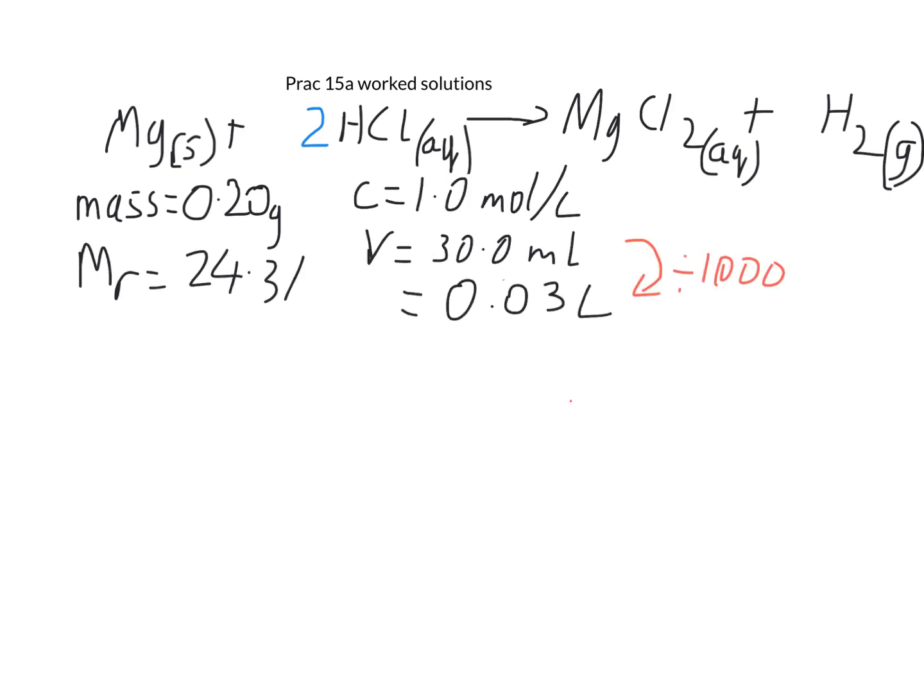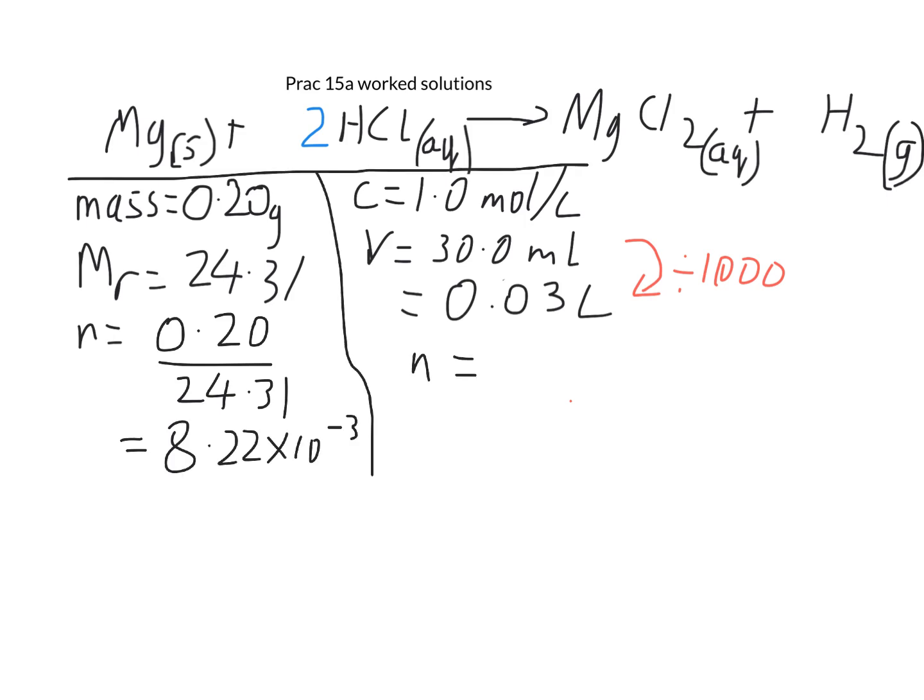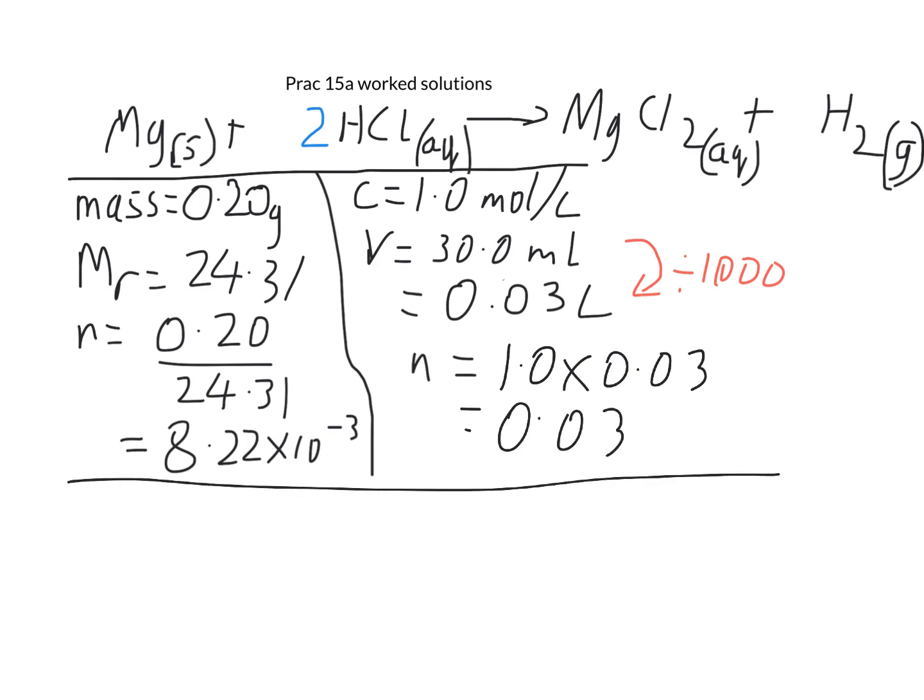The next thing we've got to do is find moles of both the magnesium and the HCl. In the case of magnesium, the number of moles is mass over molar mass. In this case, it's 0.20 over 24.31. That should give us a value of 8.22 times 10 to the minus 3. In the same way for HCl, my number of moles equals concentration times volume, which will give me 0.03. Now, based on this, I need to find out my limiting reactant.